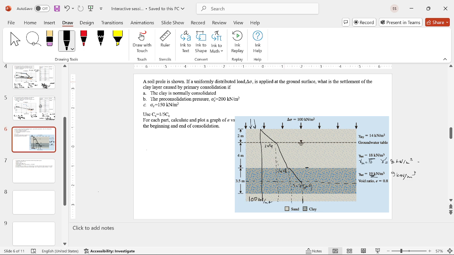So what will be the total effective stress? Sigma naught at center of layer will be 100 plus 2 into 14 plus 4 into 8 plus 1.75 into 9. Let's calculate. This will be 175.75.